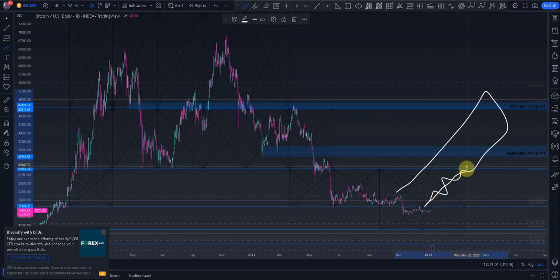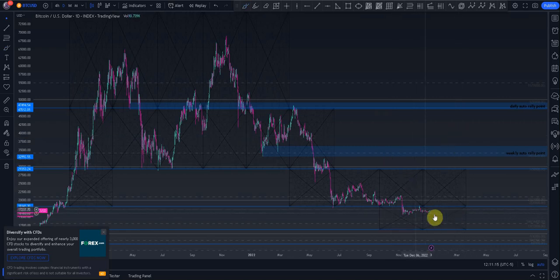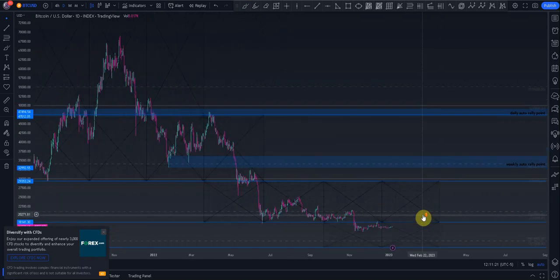And price could very well bounce around here, come up to something like that, into this Wyckoff work of the auto rally points, and we've got a weekly auto rally here. We may see some sideways behavior coming in here, but that's the general gist of it: you're looking to engage on these z-axes and these time axes as well.